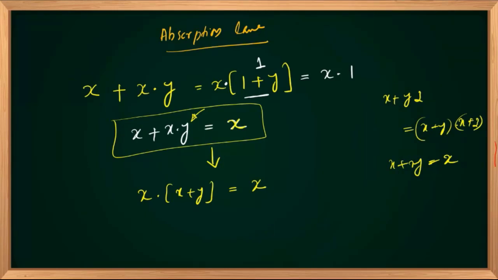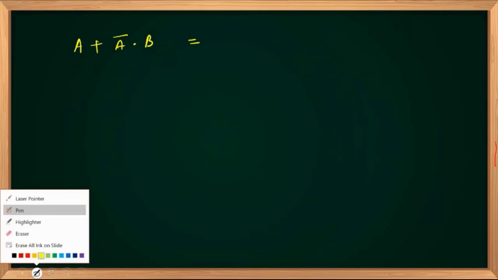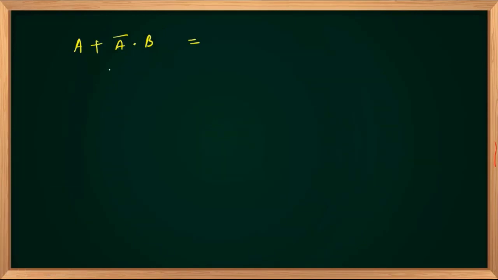Then we have another important theorem, that is a plus a complement dot b. What is a plus a bar b? A bar means the complement of variable a, a or with a bar and b will be equal to what? What is the simplified expression of a plus a complement b? If you are unable to find this, no problem.